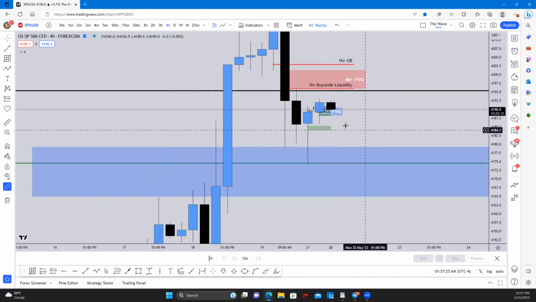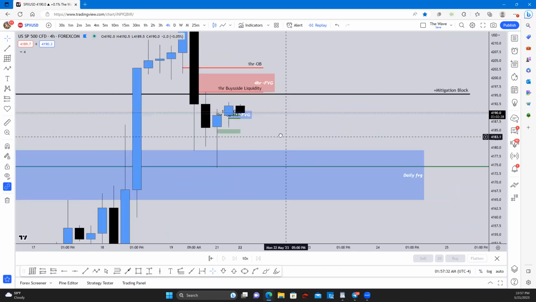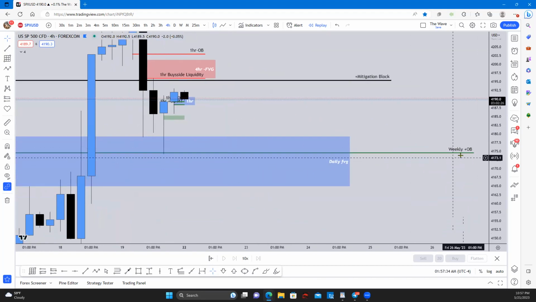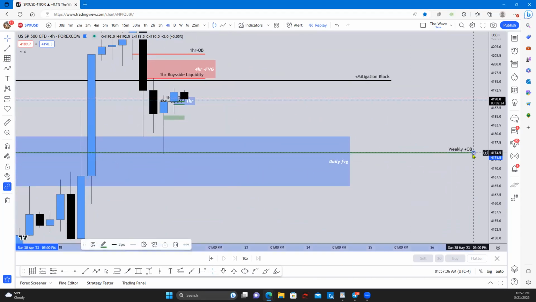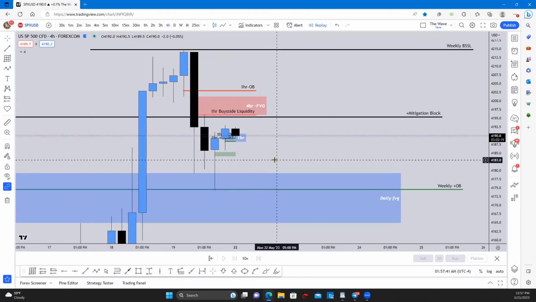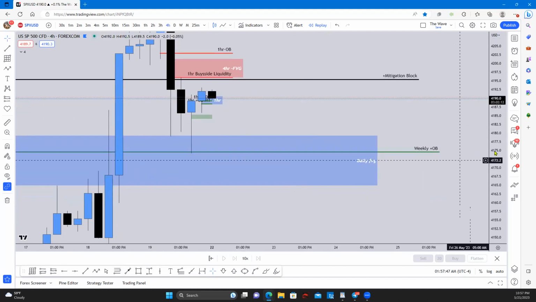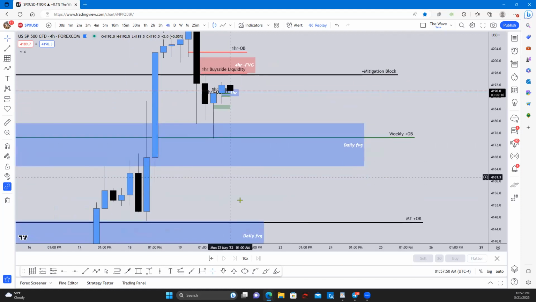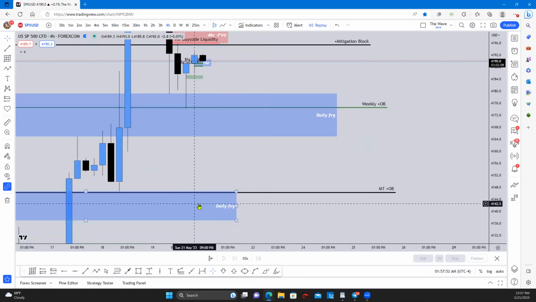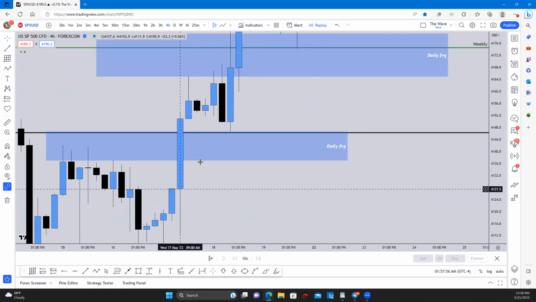So we've kind of rejected down here. We created this swing low here, which would be paired as this weekly order block, right, for sell side. It lines up with this swing low. So if we were to take out the swing low here, head for sell side, we'd tap into this daily fair value gap and our weekly order block, potentially going down to here. This daily fair value gap is pairing with this 4-hour.